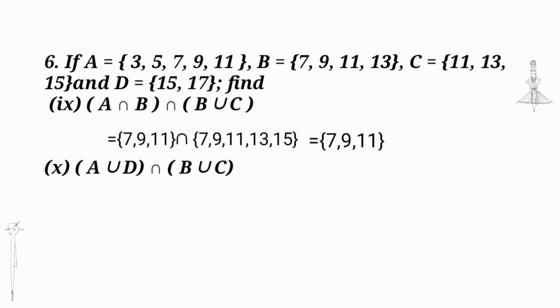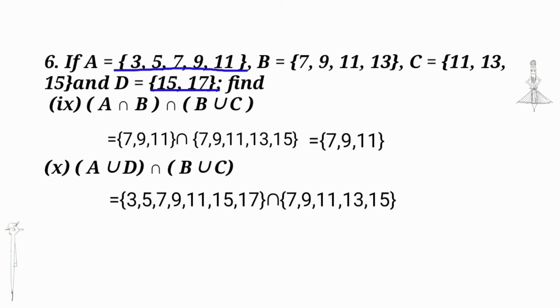Last, A union D intersection B union C. A union D we get {3, 5, 7, 9, 11, 15 and 17} and B union C we get {7, 9, 11, 13, 15}. And common to A union D and B union C we get {7, 9, 11, 15}.